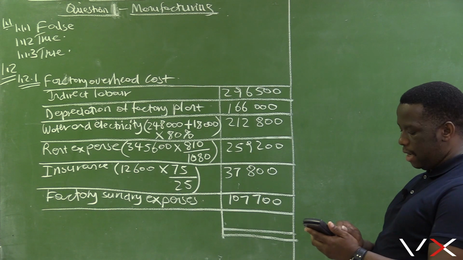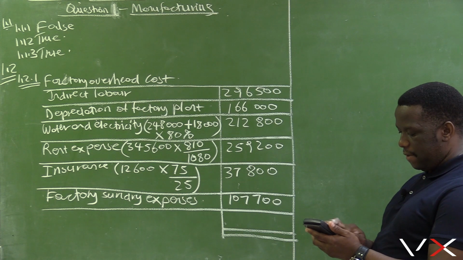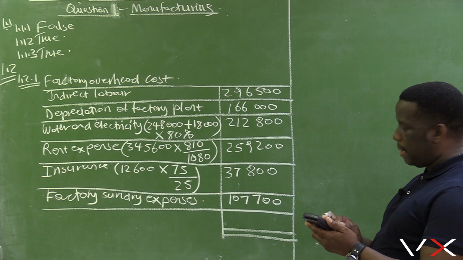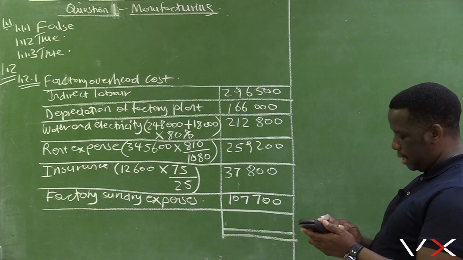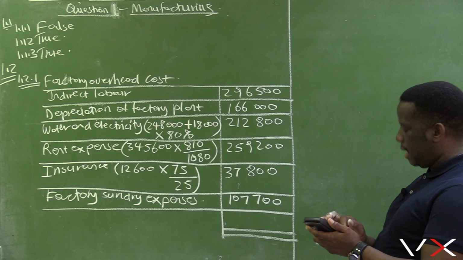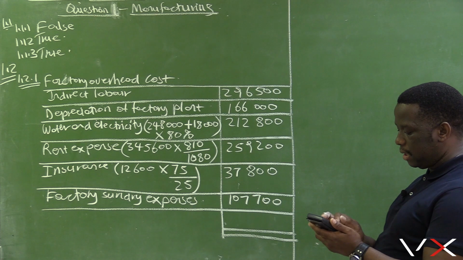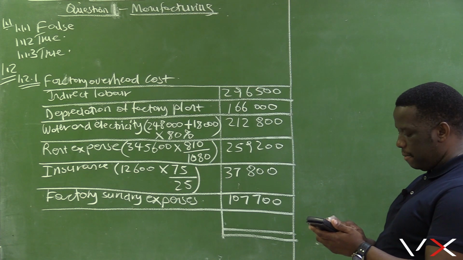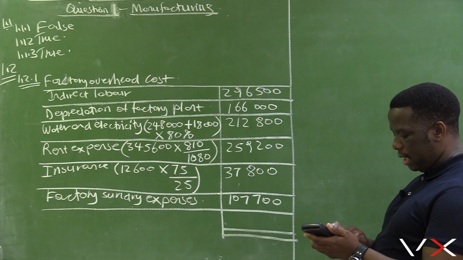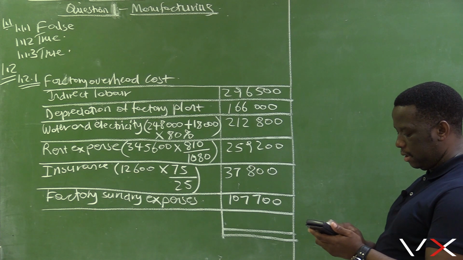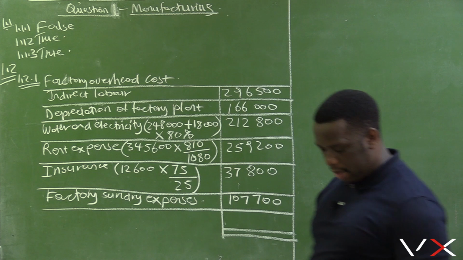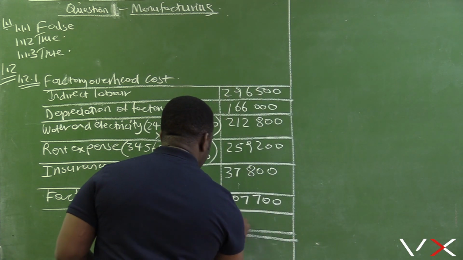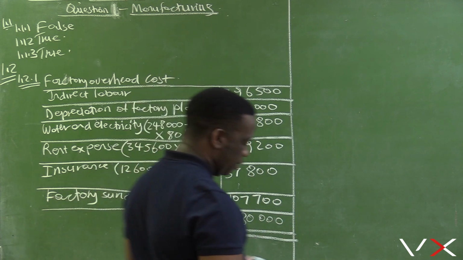The total indirect labor is 296,500, plus depreciation of 166,000, plus water and electricity of 212,800, plus rent expense of 259,200, plus insurance of 37,800, plus factory sundry expenses of 107,700, which equals 1,080,000. So the total is 1,080,000.